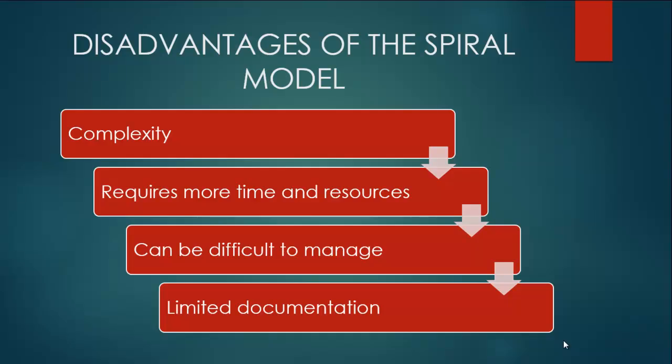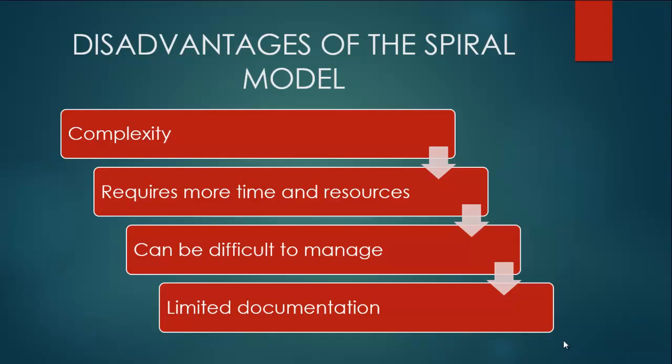Then number two, it requires more time and resources than other methodologies because at each stage of the iteration it will involve extensive testing and validation, getting feedback from the customer before you proceed to other stages. Of course, this can be time consuming and it can also be expensive to implement. Then number three, it can be difficult to manage. The Spiral model can be difficult to manage because if stakeholders are not familiar with it, it can lead to delay or miscommunication if not handled carefully.